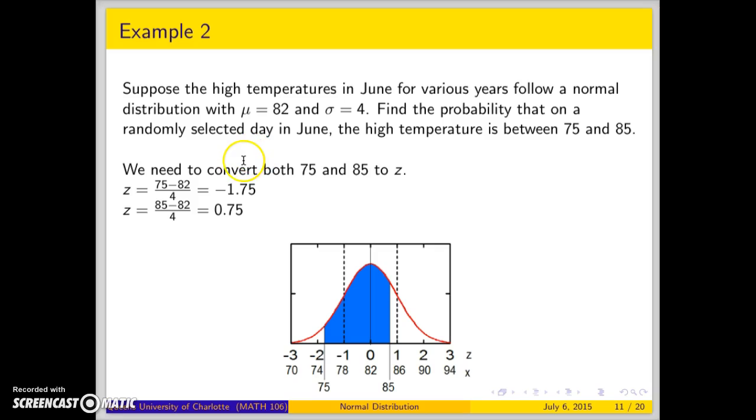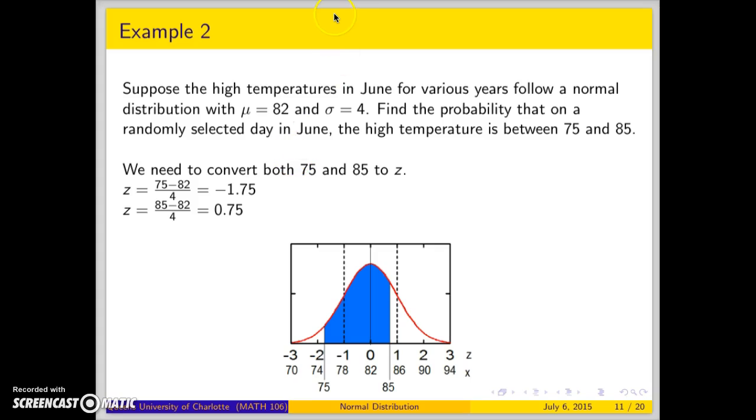So let's convert them. Here we're converting 75 to z. So we have 75 minus the mean over the standard deviation, which is 4. And we do indeed get negative 1.75. So negative 1.75 will be here. And then to convert 85 to a z, we get 85 minus the mean, 82, over the standard deviation, which is 4, and we get, again, 0.75. So our approximations were indeed true.